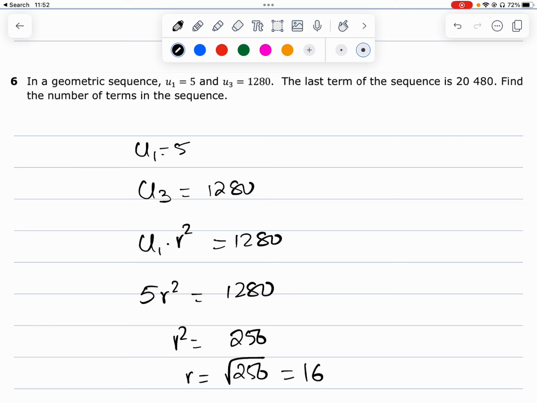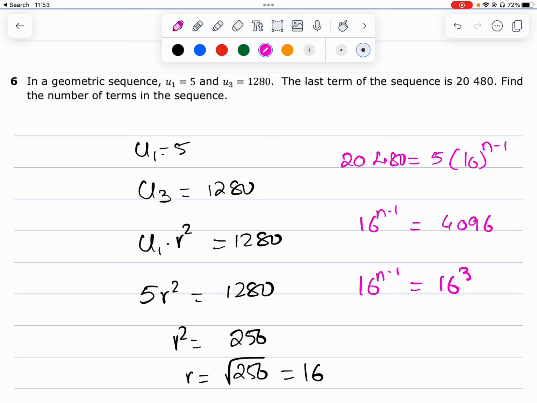Now what is he asking? The last term is 20,480. So 20,480 equals u1, which is 5, times the common ratio 16 whole power n minus 1. 16 whole power n minus 1 equals 4096. Can I write 4096 as a power of 16? 16 power 3. So n minus 1 equals 3, n equals 4.